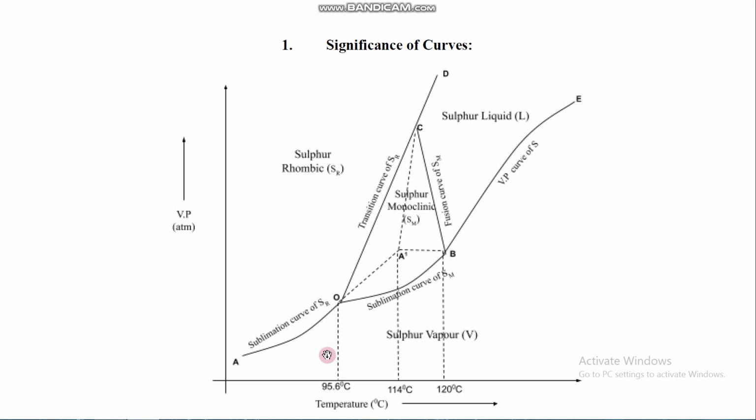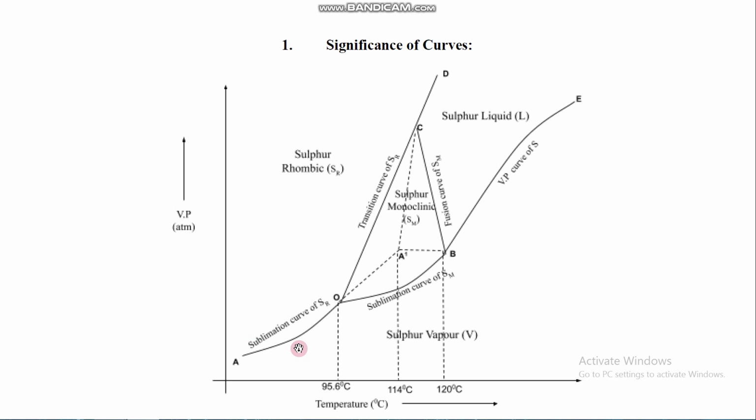When you apply the phase rule, F is equal to C minus P plus 2. Here the composition is the same, sulfur, but on this curve the phases are different: sulfur in solid state and sulfur in gaseous state. So there are two phases and one component. F is equal to C minus P plus 2, so the degree of freedom is 1. It means the system is univariant along the curve AO.